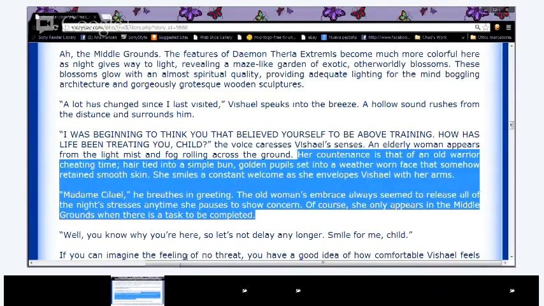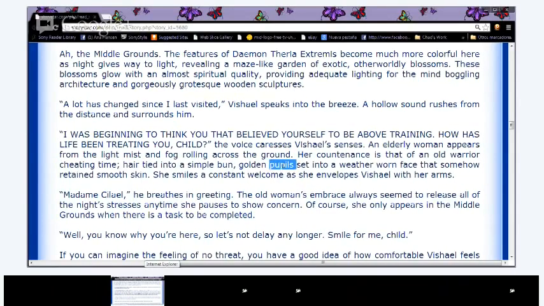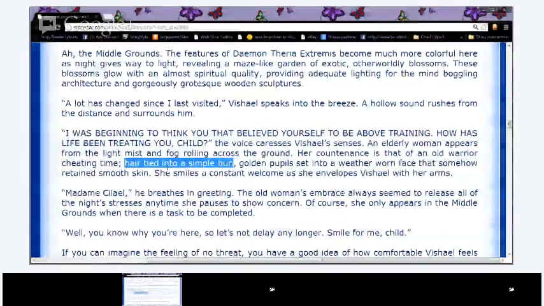Okay, very good. Let's practice some words here. This word is pupils. Okay, so we're going to practice our short I sound. Pupils. Good, yeah. Let's practice right here. Hair tied into a simple bun. Try that line, please. Okay. Now instead of saying bun, it is bun. There you go. Good.